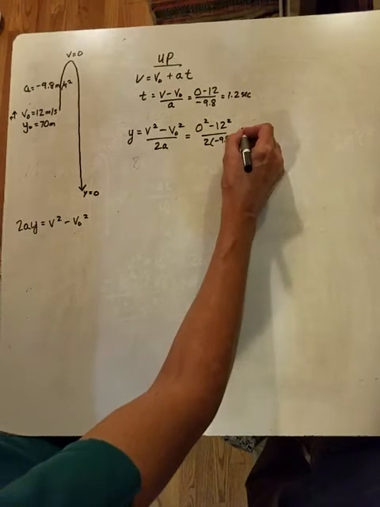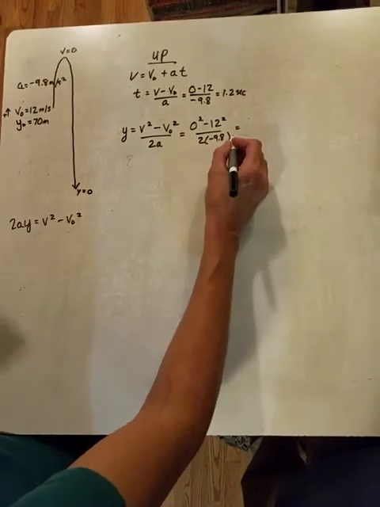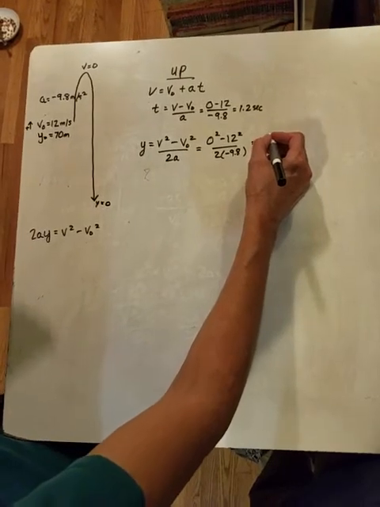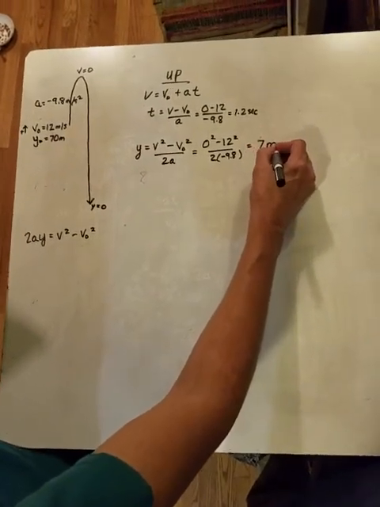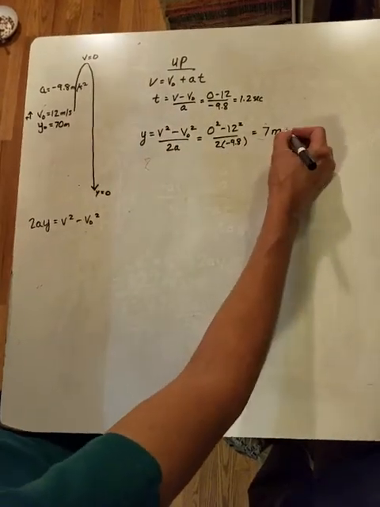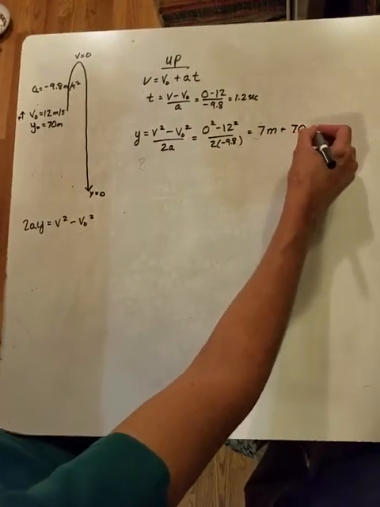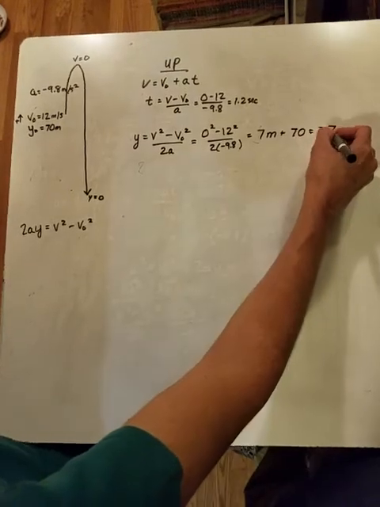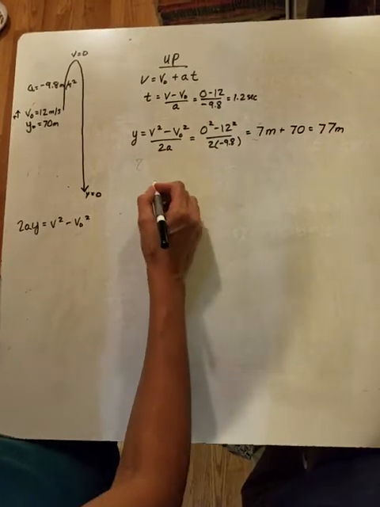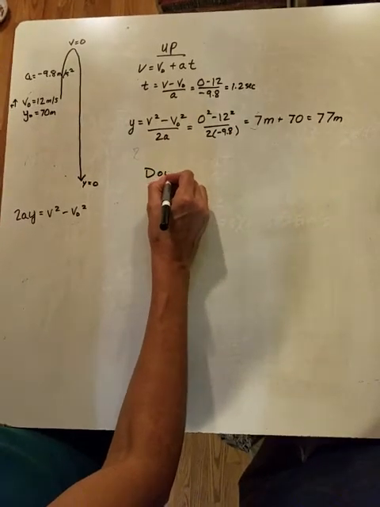being really careful with order of operations, and then that's going to be a distance of 7 meters. But remember that that's above the 70 that we were, so we're going to add 70 meters to that, and that gives us 77 meters. So that's actually the maximum height that we get to. So now let's take a look at down.